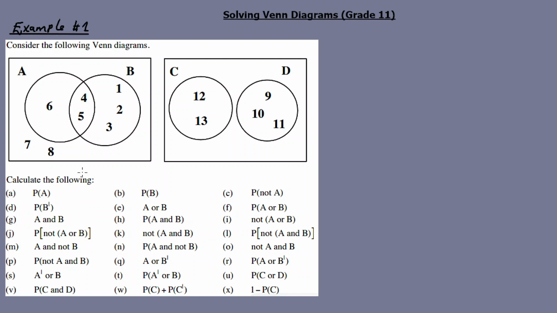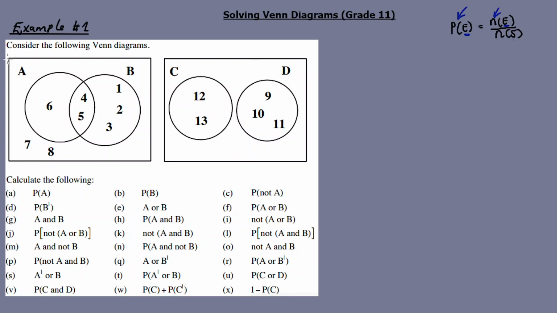Let us calculate the following. A, the probability of A. This is the formula for calculating a probability. The probability for any event is equal to the number of outcomes for that event divided by the number of outcomes in the sample space. So that event can be A, B, C, or whatever, but you need to make sure with the probability you count the number of outcomes for that event divided by the number of outcomes within the sample space.